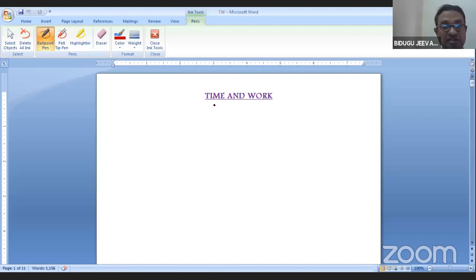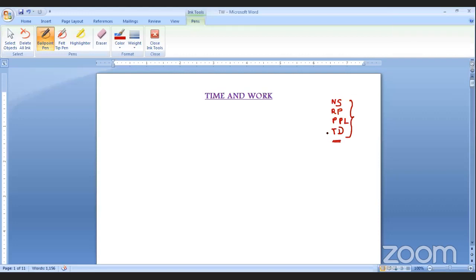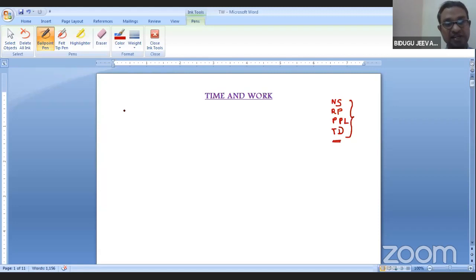Today our new topic is time and work. So far we have done number system, ratio proportions, and also percentage, profit and loss. I think time and distance. So we have done four contents under quantitative. We go with the time and work. First, let me talk about the basics, then we'll solve some more questions.